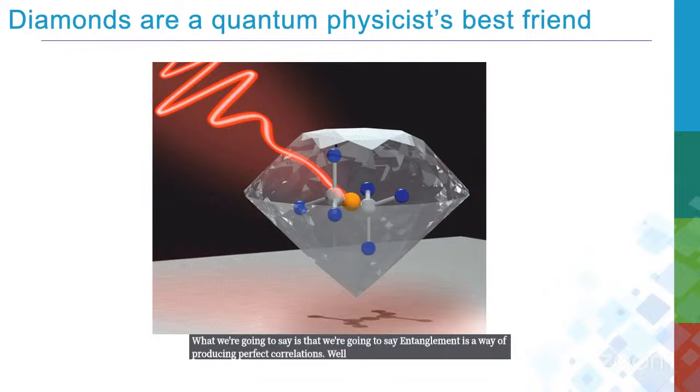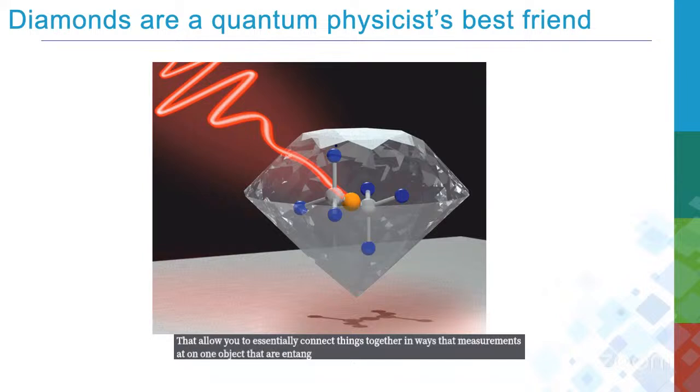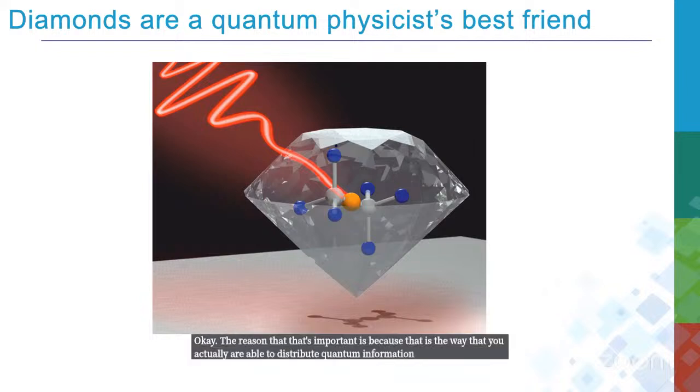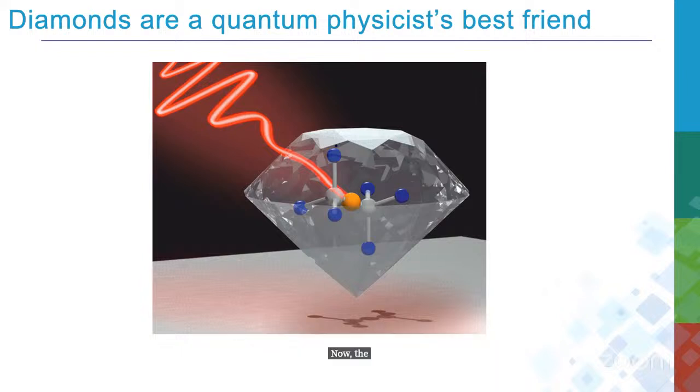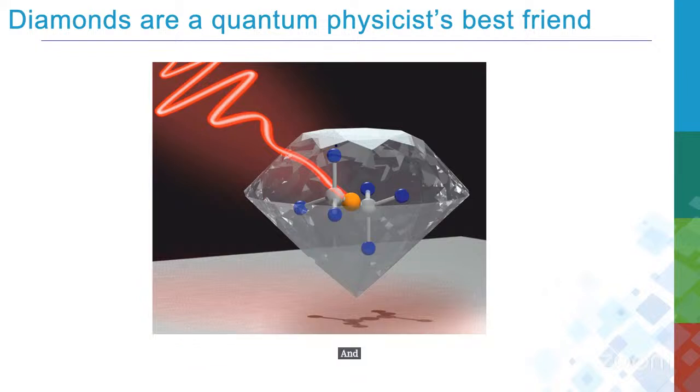Well, it doesn't have to be perfect, but you can produce essentially perfect correlations between quantum objects that allow you to connect things together in ways that measurements on one object that are entangled with another instantaneously affect the other. Okay, and the reason that that's important is because that is the way that you are able to distribute quantum information across a network. Now, the entanglement is not used to transmit information. You're generally making measurements of quantum states that you don't know what they are. And so you're not transmitting information. This is not faster than light communication.